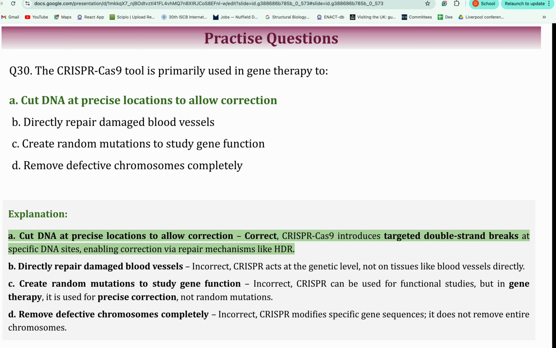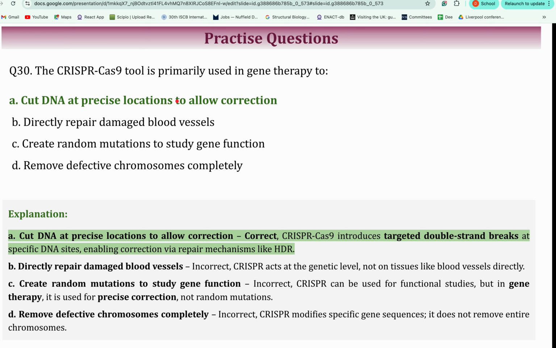Okay, let's see. The right answer is option A: cut DNA at precise locations to allow the correction. It introduces double strand breaks at specific DNA sites, which enables the correction by repair mechanisms like HDR. If it is undergoing HDR, then we supply the donor DNA, which will carry the correct copy of the gene. Or for example, if we want to mutate some gene, or if the gene is already mutated, it depends on that. We will supply the respective donor DNA and it will undergo the precise correction of that particular gene.